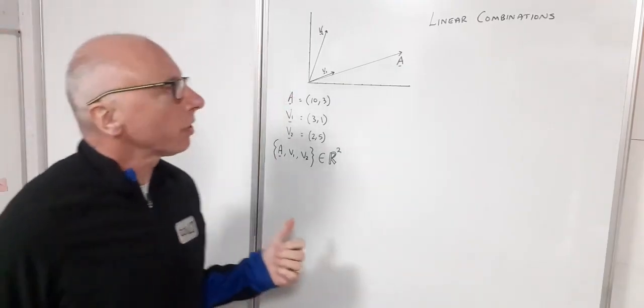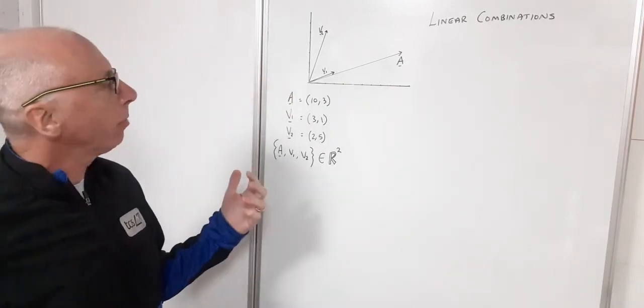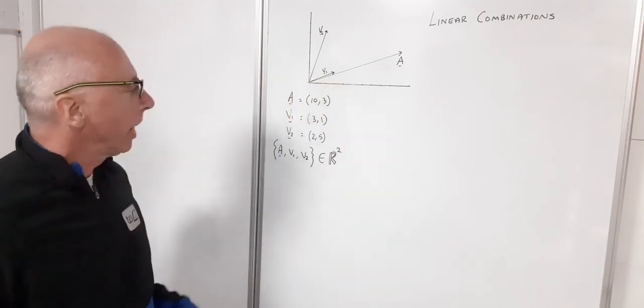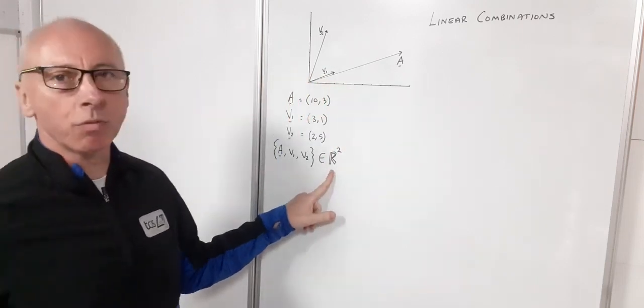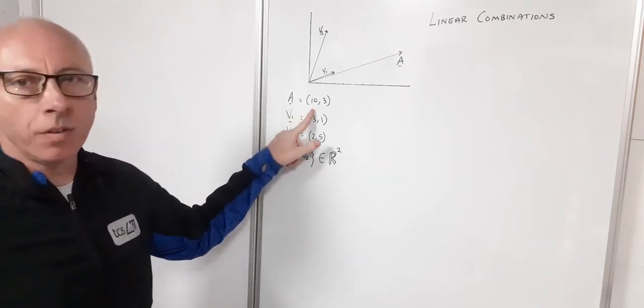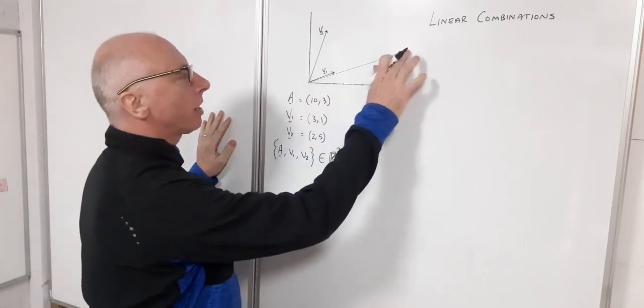So in this video we're going to look at linear combinations of vectors. Now in this example here I've drawn up three vectors on this diagram, and these three vectors are all in the two-dimensional plane with real numbers. And vector A is 10 and 3, so x is 10 and 3 for y, so that's this large vector here.